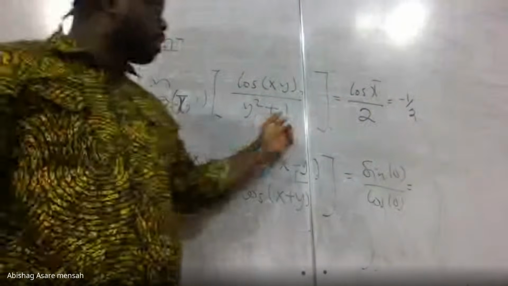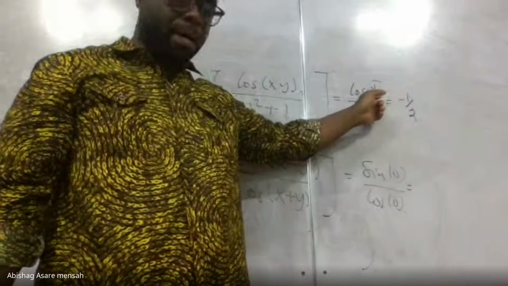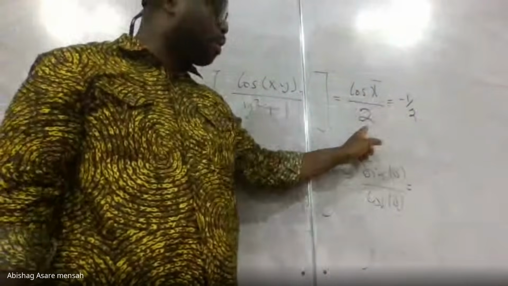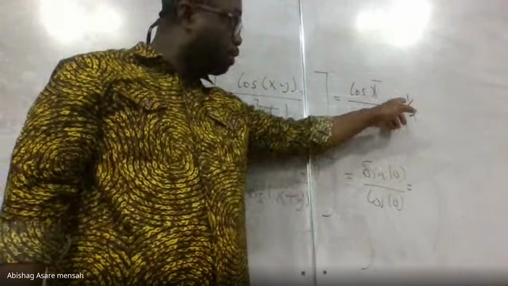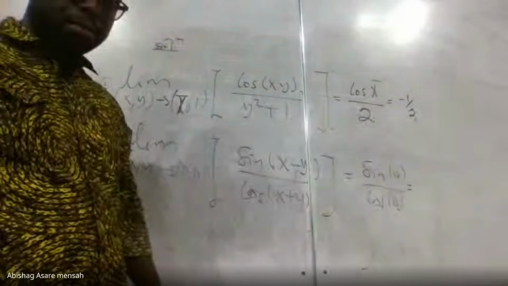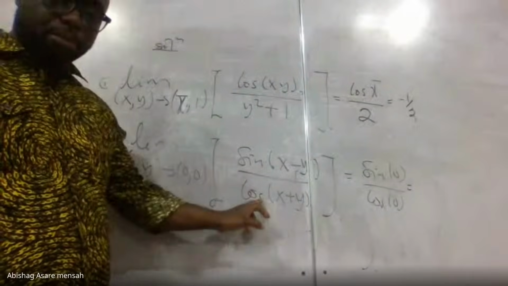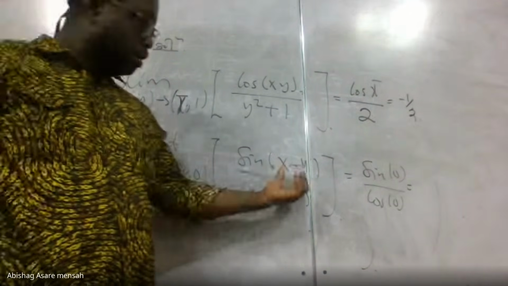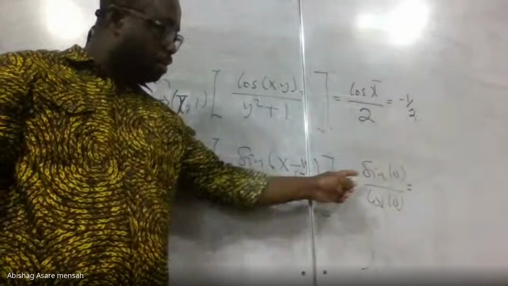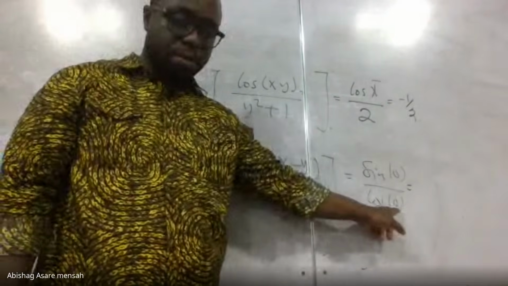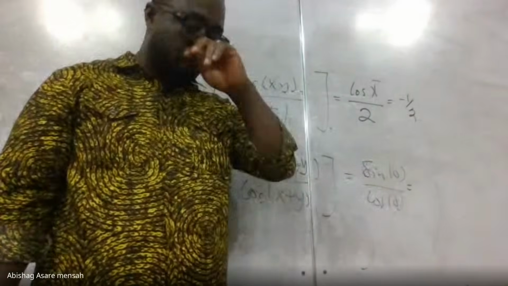So I said that for this, we put the pi inside, which gives cos pi over 2. I know that cos pi is -1, so we have negative 1/2. And when we come to this side, x is 0, y is 0. So 0 minus 0 is 0, we have sine 0. Then 0 plus 0 is 0, so cos 0. And I was asking, what is sine 0?